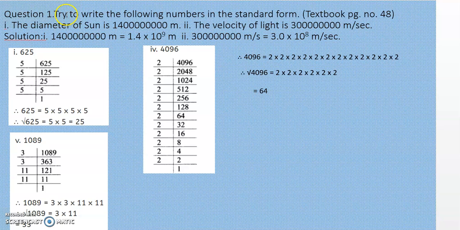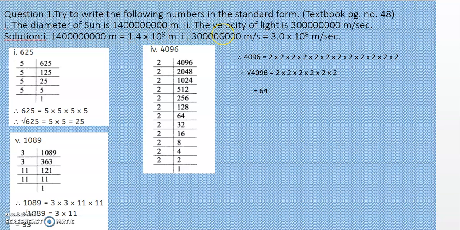Now here, some questions are there. Try to write the following numbers in standard form. This is given in the textbook, page number 48. Standard form means it should be written as 10 raised to some power. So just count how many zeros are there. 1, 2, 3, 4, 5, 6, 7, 8. 8 zeros are there. But we are putting the point between 1 and 4, so it will be 1.4 into 10 raised to 9. This represents the diameter of the sun: 1.4 into 10 raised to 9 meter.